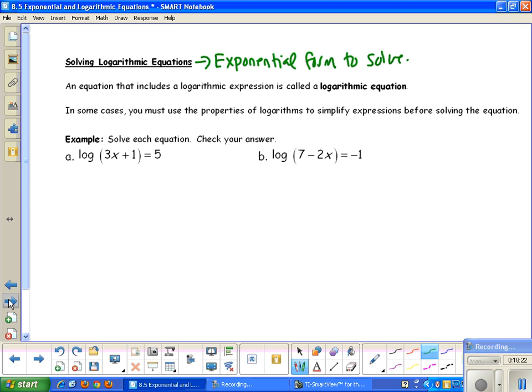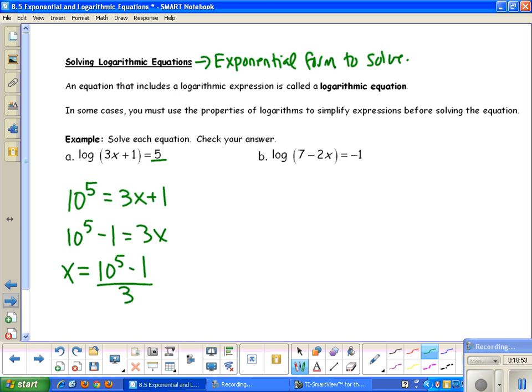So looking at A here, if we want to solve each equation, I have the log, and it's base 10 if it's not written, of 3x plus 1 equals 5. So I want to figure out what x is going to be equal to. In order to do so, I'm going to write this in exponential form. So I know the base is 10. So 10, this is my exponent, to the 5th power, equals 3x plus 1. And all I have to do is then solve for x. So I'm going to do 10 to the 5th minus 1 equals 3x. So x would be equal to 10 to the 5th power minus 1 divided by 3.